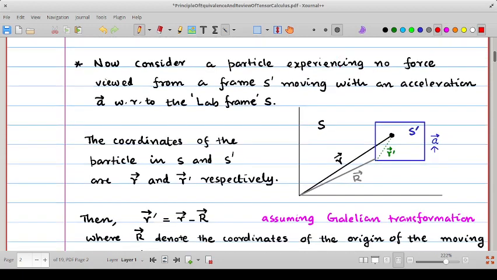As a next step, we consider a particle experiencing no force viewed from a frame of reference S dash moving with an acceleration A with respect to the lab frame S. So we have a frame S and another frame of reference S dash, which is moving with an acceleration A, and the direction of A is given here.